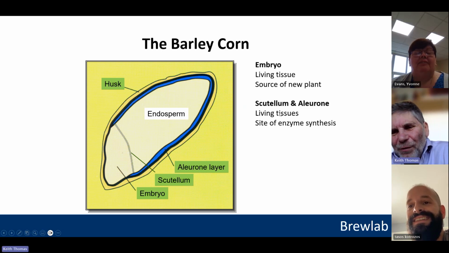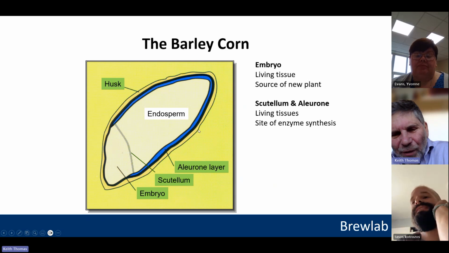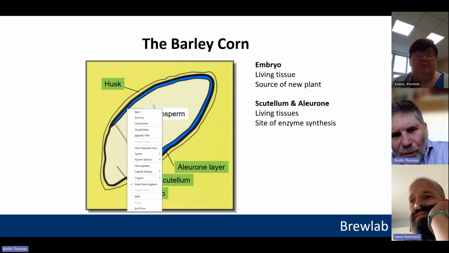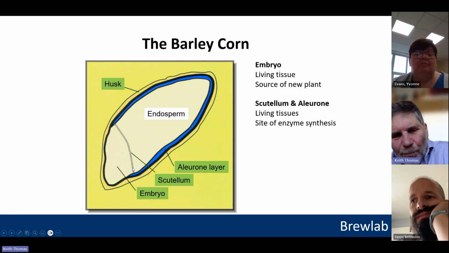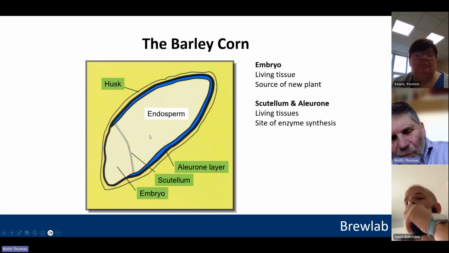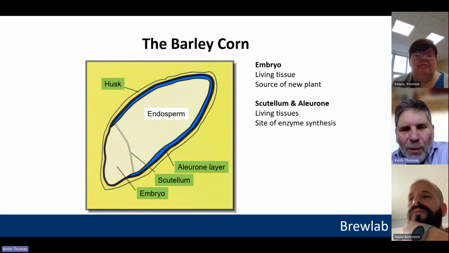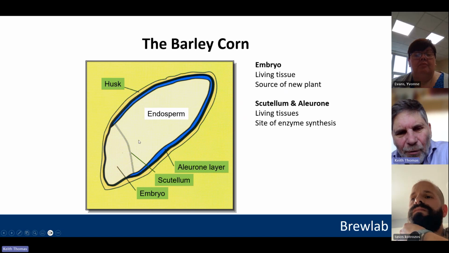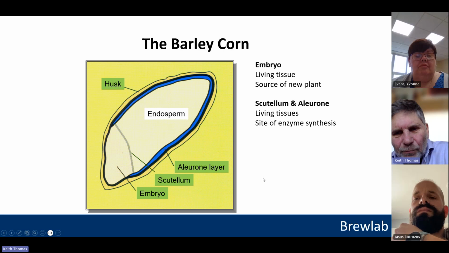So there is an embryo. The scutellum and the aleurone are important layers. The aleurone is where the enzymes are made and released into the endosperm. The scutellum is a boundary of mostly permeable cells to allow the results of the digestion. If the plant was growing, it would use the sugars digested from starch through it and into the embryo, which it would use as the nutrients and the energy to grow. So that's the sort of controlling barrier layer.